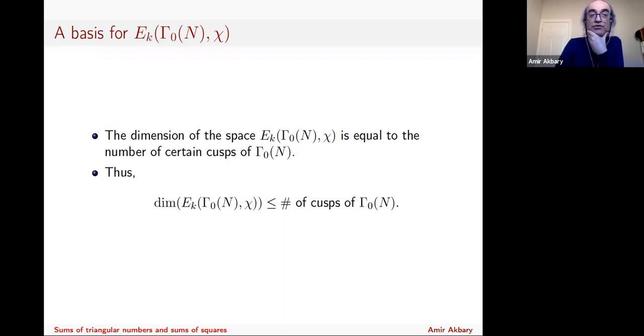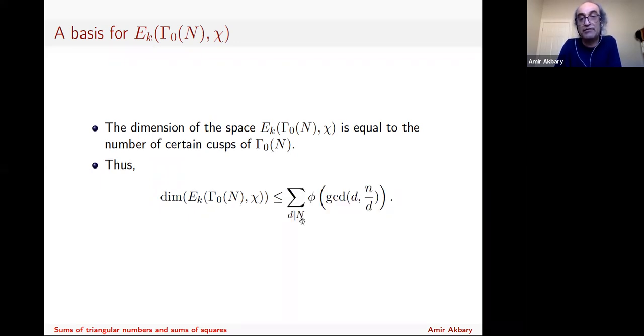And to do that, we have to say something about this Eisenstein space. We can show that the dimension of the Eisenstein space is equal to the number of certain cusps of gamma naught n. The total number of cusps of gamma naught n is this sum, where phi is the Euler function: the sum over all divisors d of n of phi of GCD of d and n over d. So this many cusps we have, and then the dimension of the Eisenstein space is going to be smaller than that.